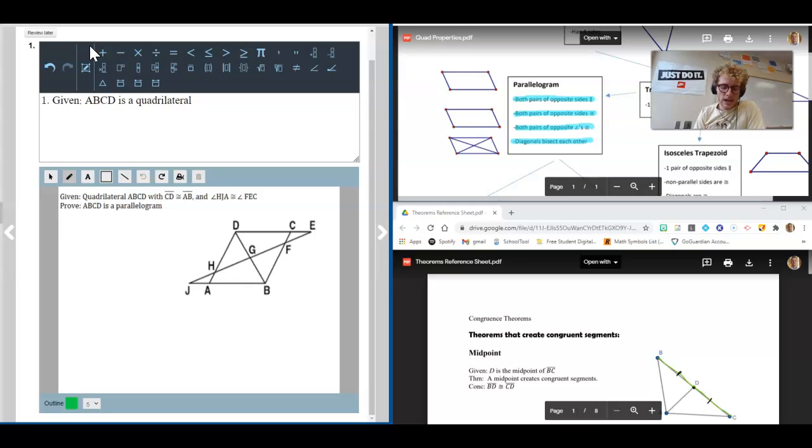This video today is going to be about proving that something is a parallelogram. So up to this point, we've been given the fact that something's a parallelogram and been asked to say, okay, since this is a parallelogram, we have opposite sides congruent. What other things do we have congruent?